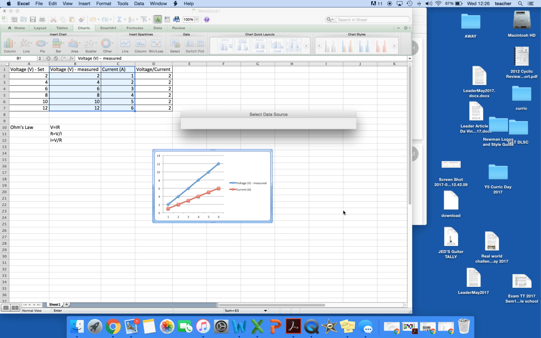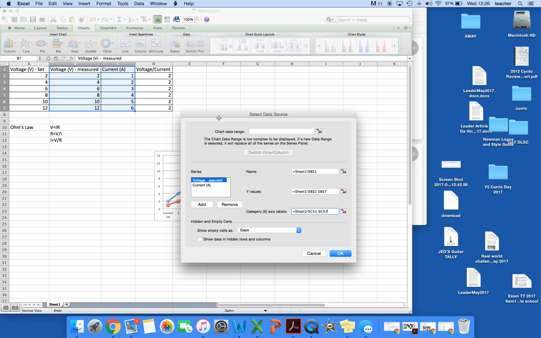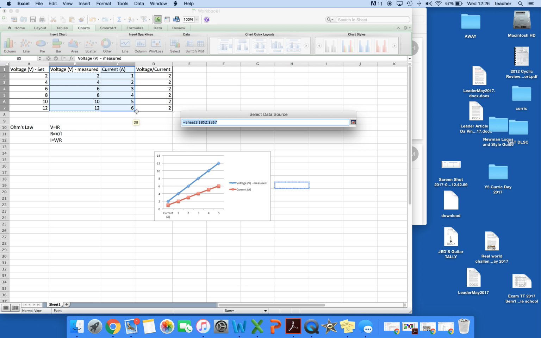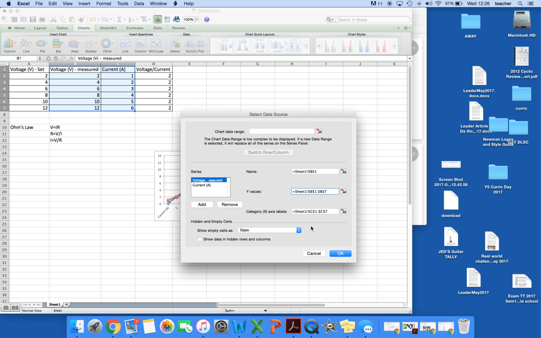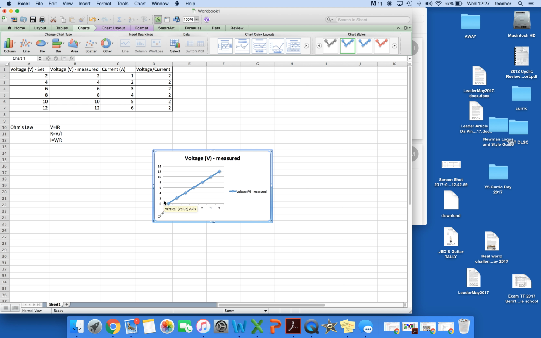What I want on the x-axis is the current. So I want this information here. Press enter there. And on the y-axis I want this information here. Graph those against each other. And I think I can actually remove this current one here. Now that is what I would expect to get.